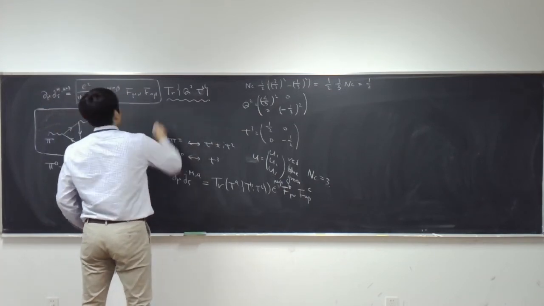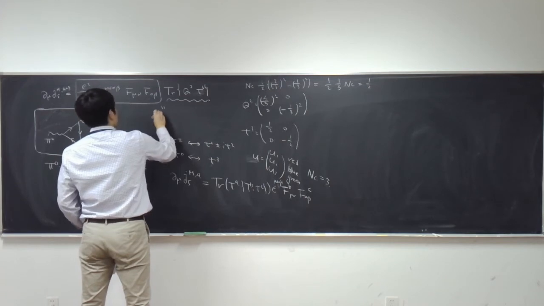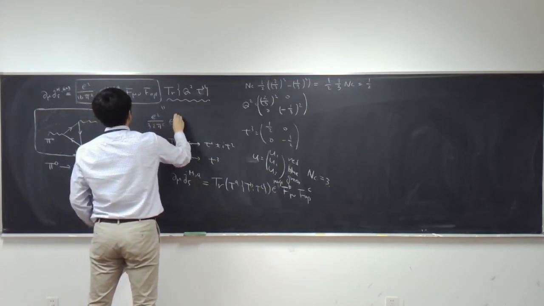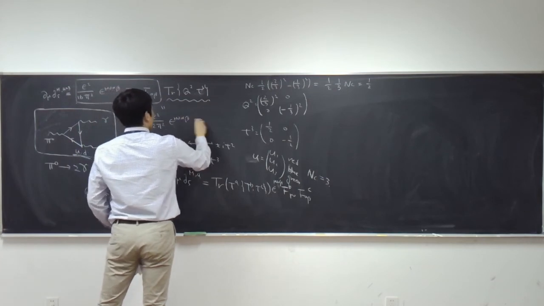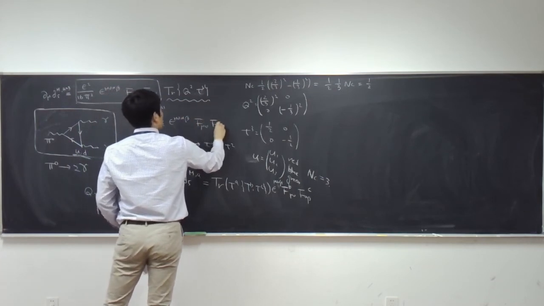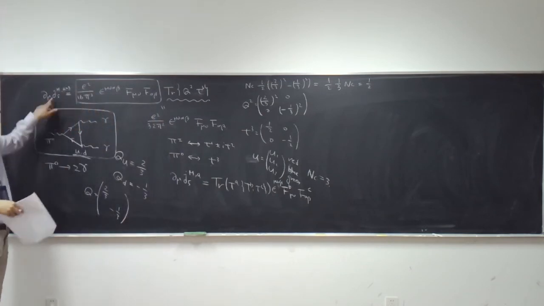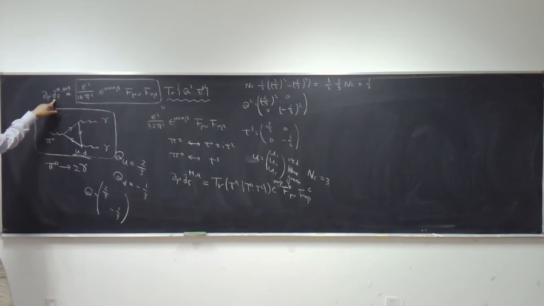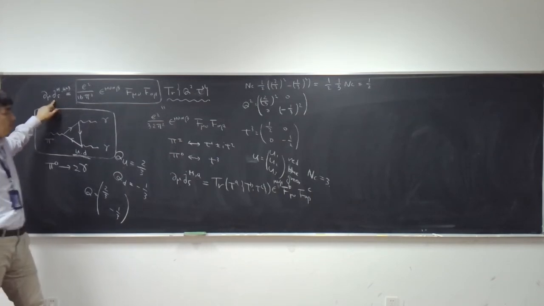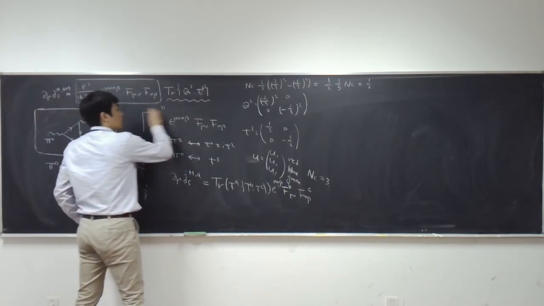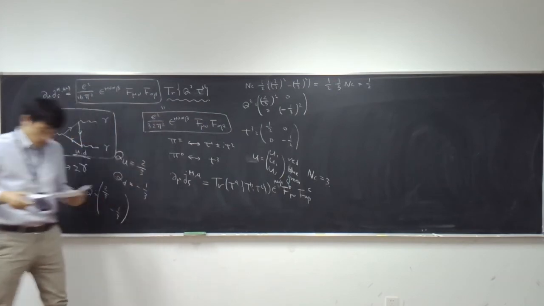Therefore, this will give you, in the case of the 32 pi square epsilon mu nu alpha beta F mu nu F alpha beta. So this will give you, in the case of the chiral symmetry breaking anomaly, the coefficient is really this one. Okay.